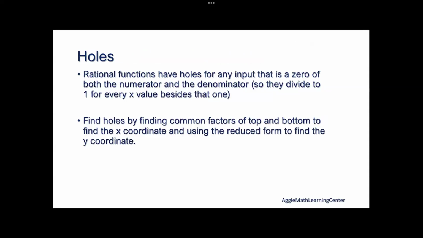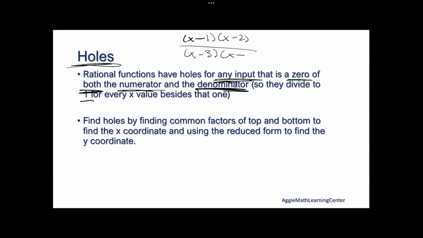Important things to know about rational functions, especially when it comes to graphing them, is we want to understand what holes are. Rational functions have holes for any input that is a 0 of both the numerator and the denominator. So they divide to 1 for every x value besides that one. For example, let's say we factored the numerator and denominator, and we get x minus 1, x minus 2 over x minus 3, x minus 2. This is in both the numerator and the denominator. You can divide it out, then you would just be left with this.